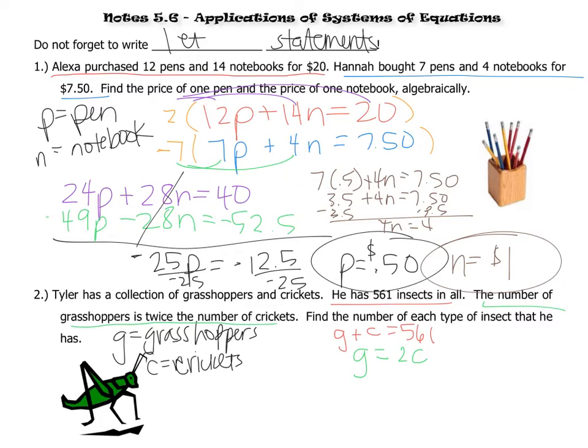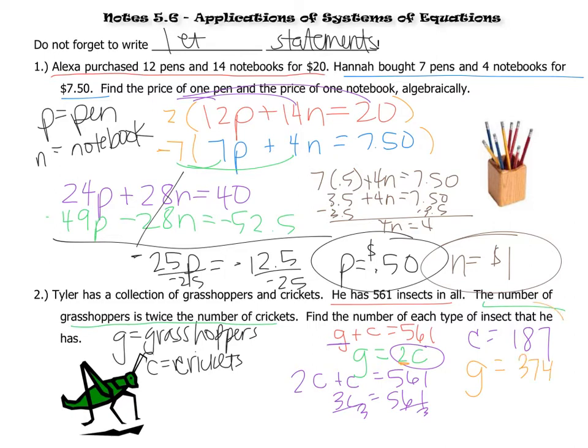So looking at this, would it be easier to use elimination or substitution? This one's going to be easier to use substitution. So we can plug 2c in for the G, and now we have 3c equals 561. We divide both sides by 3, and there are 187 crickets. To find out how many grasshoppers there are is 2 times the number of crickets. So 187 times 2 is 374.